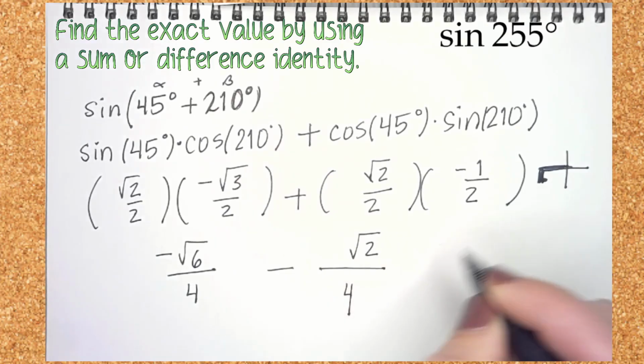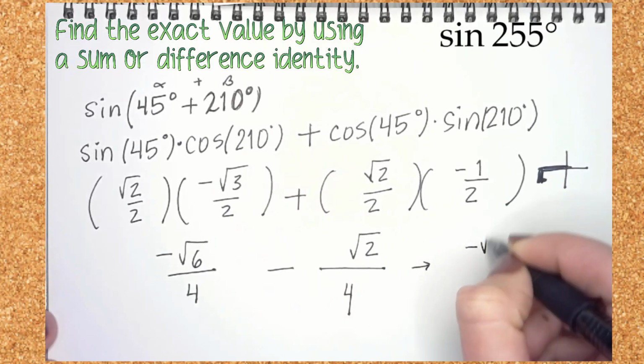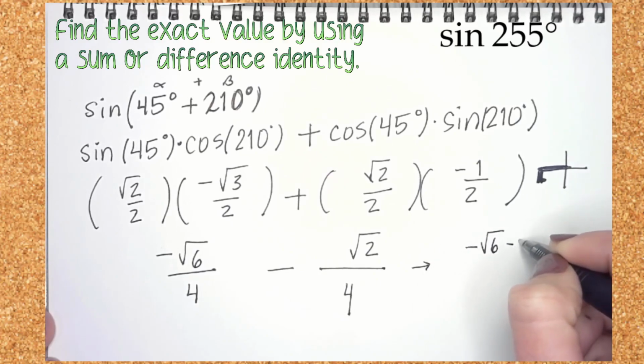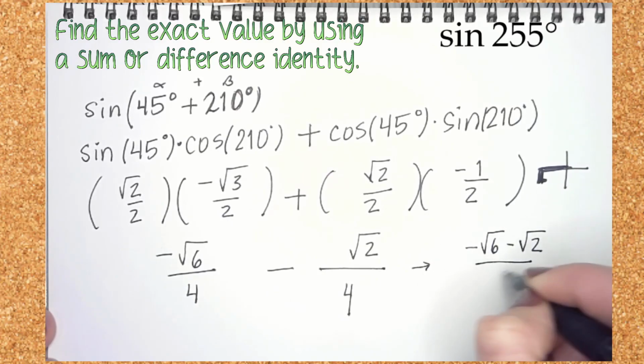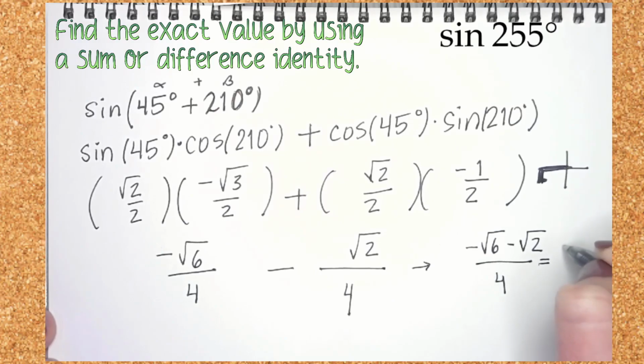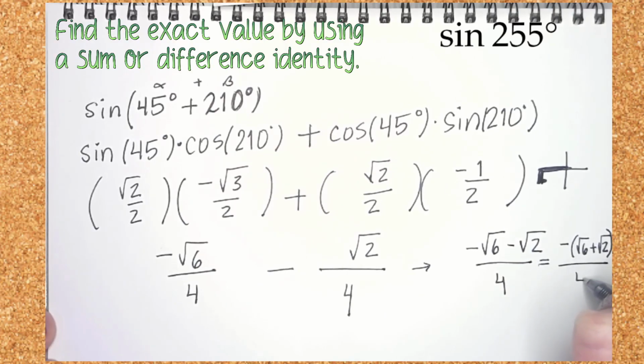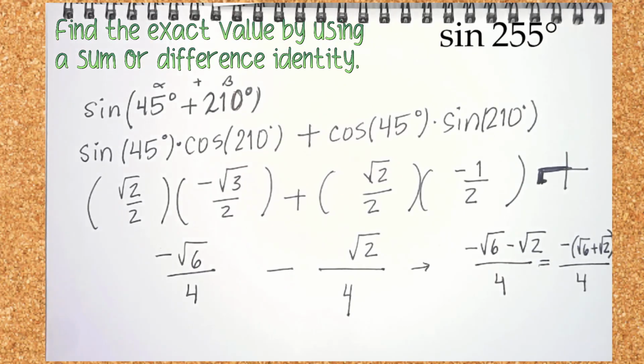Now this answer can be cleaned up and written in a number of ways. Perhaps you keep it fairly simple, negative root 6 minus root 2 over 4. Perhaps you factor the negative out and have negative, root 6 plus root 2, over 4, that's also fine.